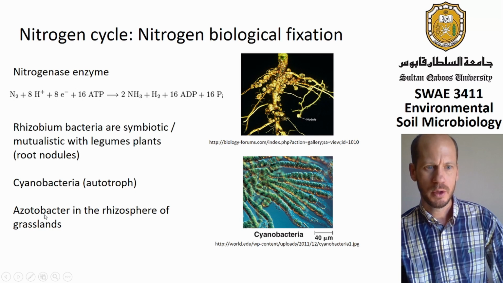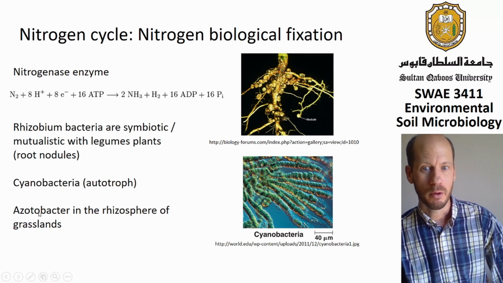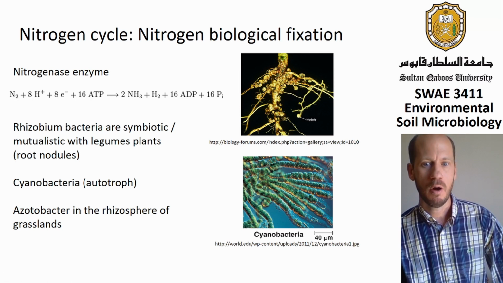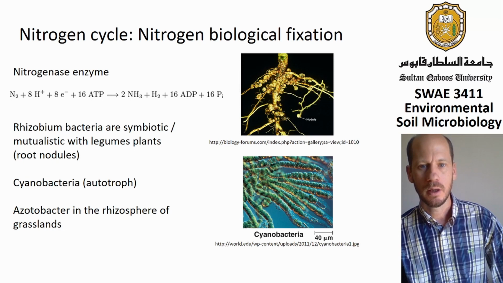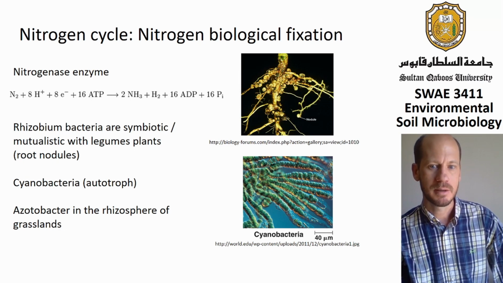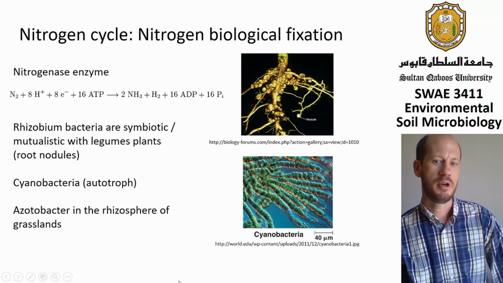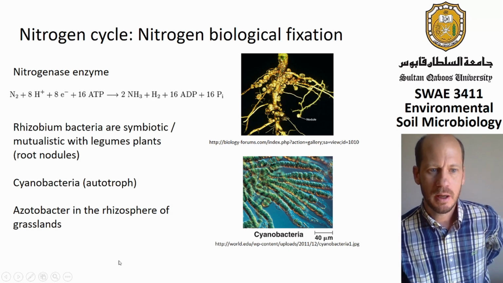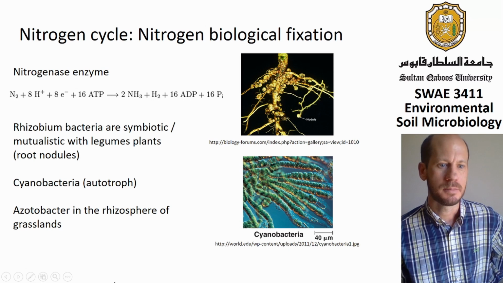And one of the cool things about cyanobacteria is that they are also autotrophs, which means that they are fixing atmospheric carbon, not only atmospheric nitrogen, but atmospheric carbon. So it's the only organism on the planet that can fix both atmospheric carbon and nitrogen. So this makes them very special organisms. Cyanobacteria are largely associated with fungi in structures that we call lichens.